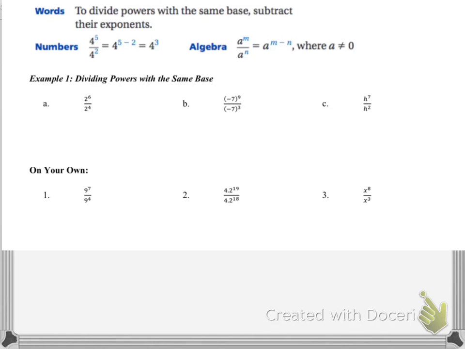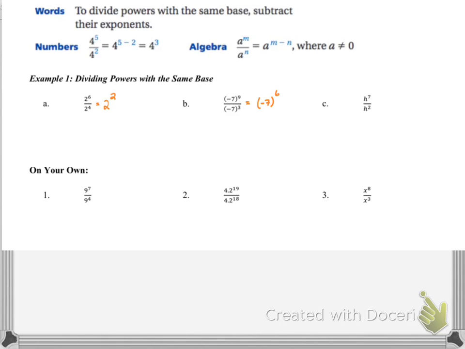Okay, so example 1a, 2 to the 6th power over 2 to the 4th. They're the same base, so I'm just going to keep that base and then subtract the exponents to make it simple, 2 squared. Example B, same thing, same base, so I'm going to keep that same base. Make sure the negative 7 is all in parentheses. 9 minus 3, numerator minus denominator, is 6.